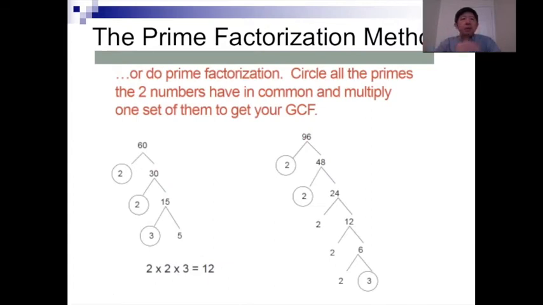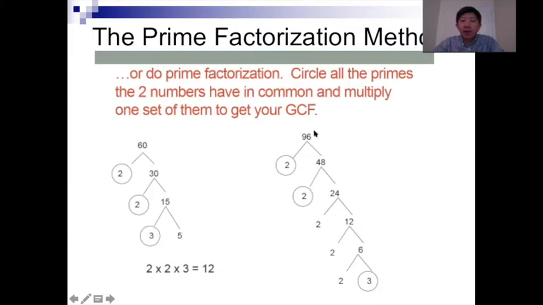method. This method is called the prime factorization method, and usually this is the most common method in US textbooks. To do the prime factorization method, I take 60 divided by the prime number 2, and I get 30. Next, I take 30 divided by 2, I get 15. Then 15 divided by 3, and therefore I get 5. So I got prime, prime, and prime.